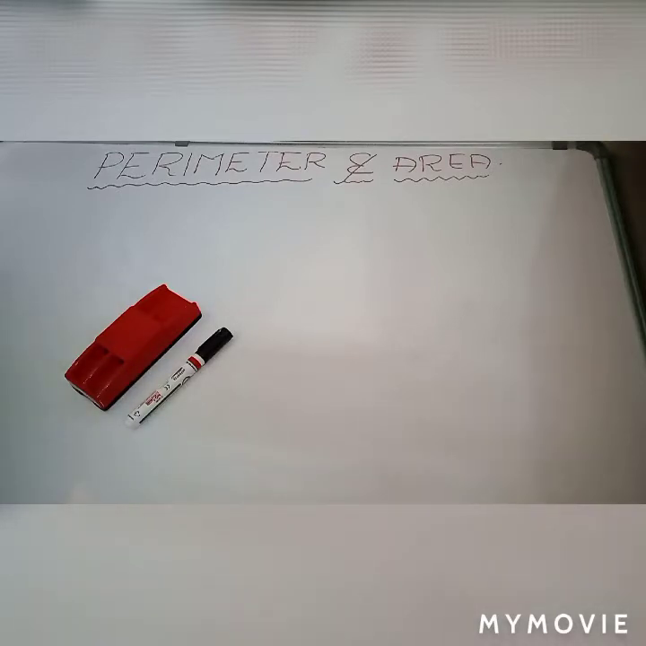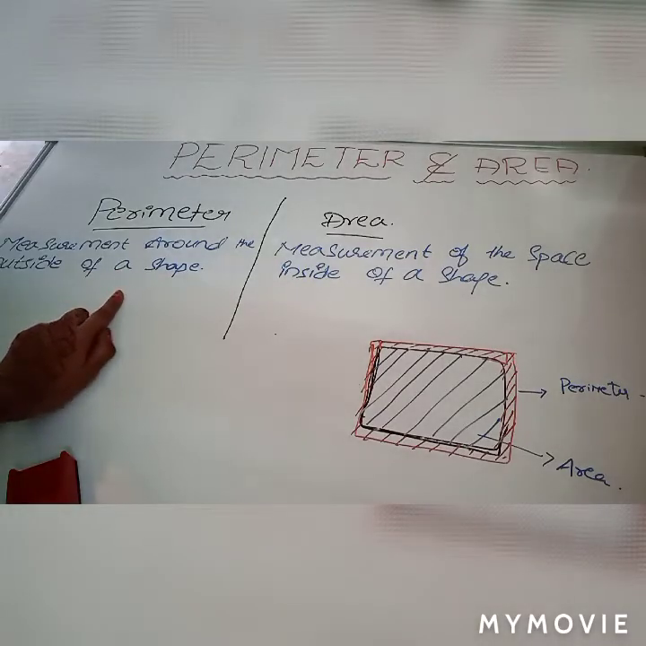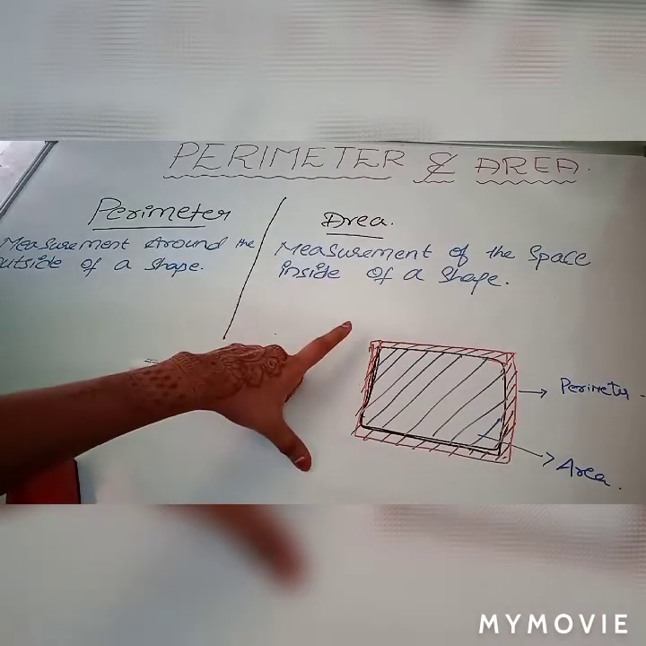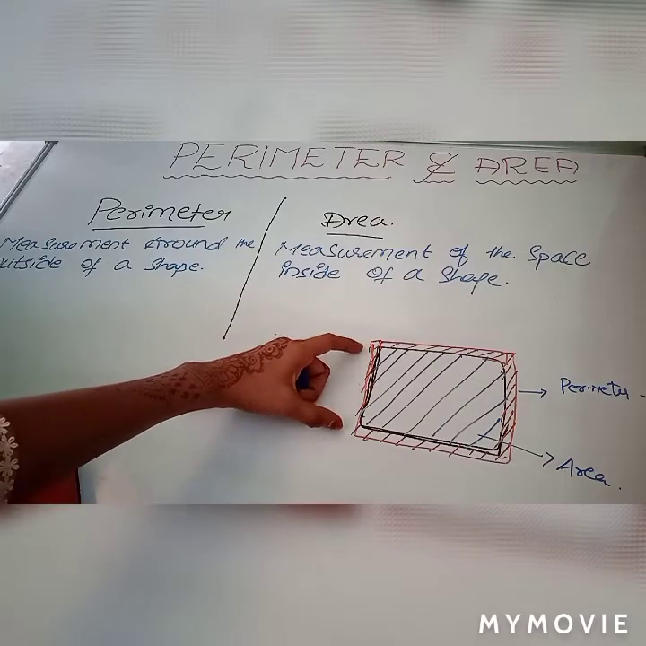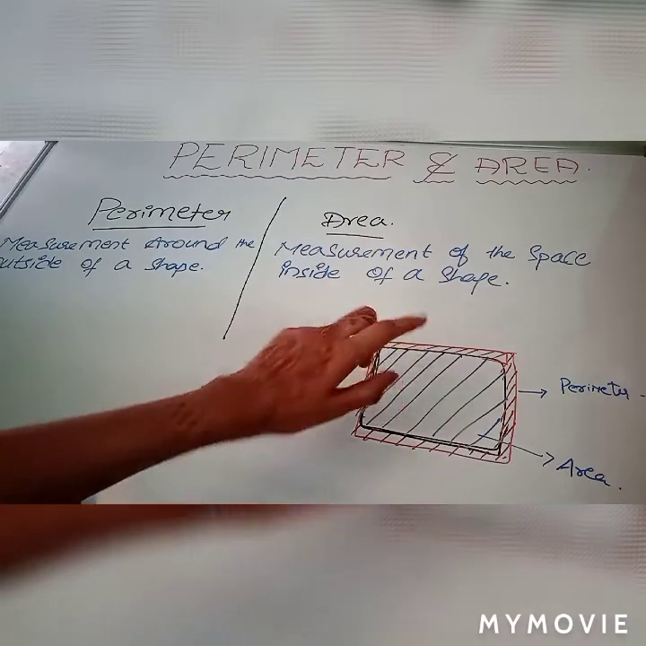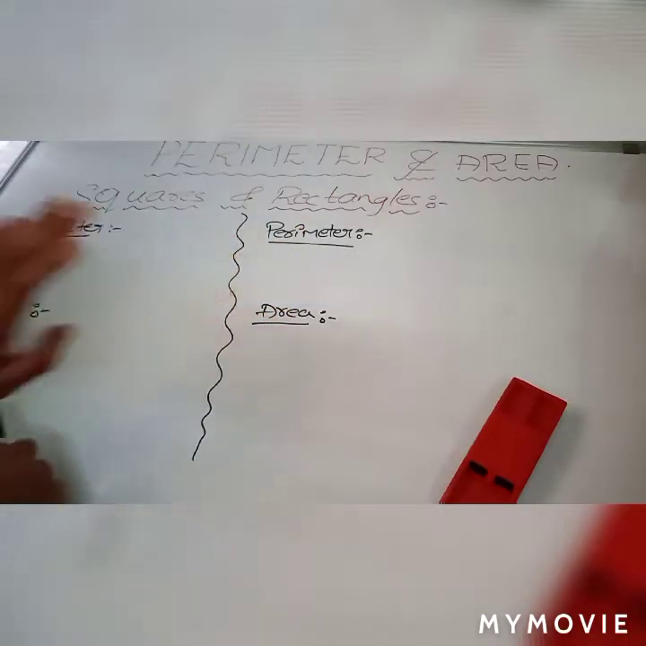Today we are going to discuss the perimeter and area chapter from class 7th. So students, what is perimeter and what is area? Perimeter is the measurement around the outside of a shape, and area is the measurement of the space inside of a shape. It means the outside part of the shape is known as perimeter and the inside part of the shape is known as area. Okay.